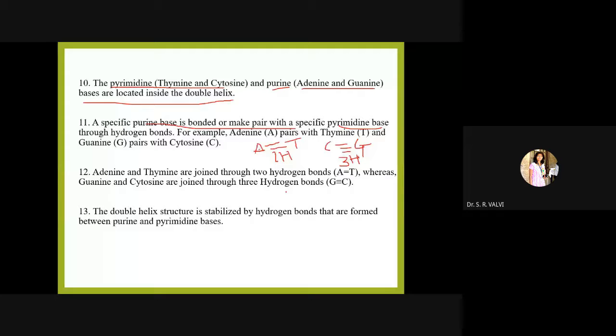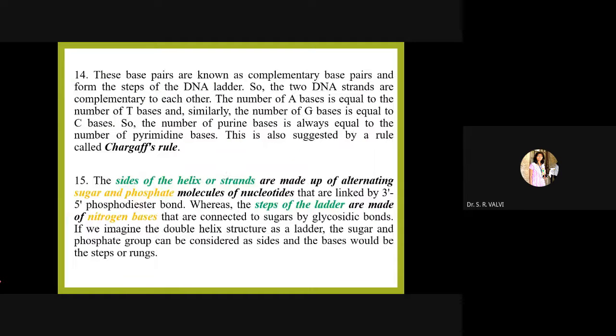right? See the next characteristic: the double helix structure is stabilized by hydrogen bonds that are formed between purine and pyrimidine bases. So why are hydrogen bonds there? Because they stabilize this DNA double helix structure. So these are a few characteristics of DNA. See, these base pairs are known as complementary base pairs and form the steps of the DNA ladder. So the two DNA strands are complementary to each other.